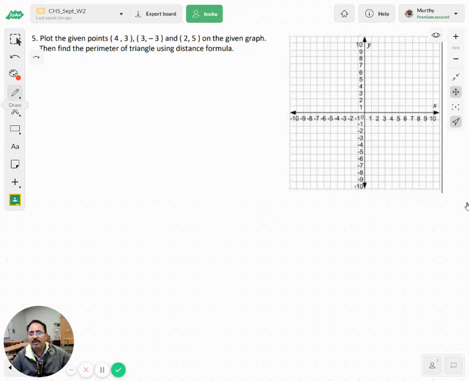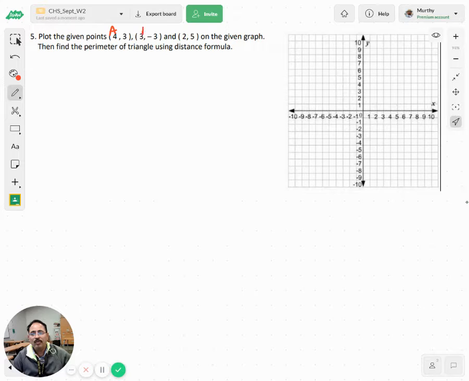So let me label these as point A, point B, and point C. You know how to identify these points and plot them on the screen. The first one is (4, 3). On my x-axis 4 is here and on the y-axis 3 is here. These two are meeting at this point. So this is my point A.